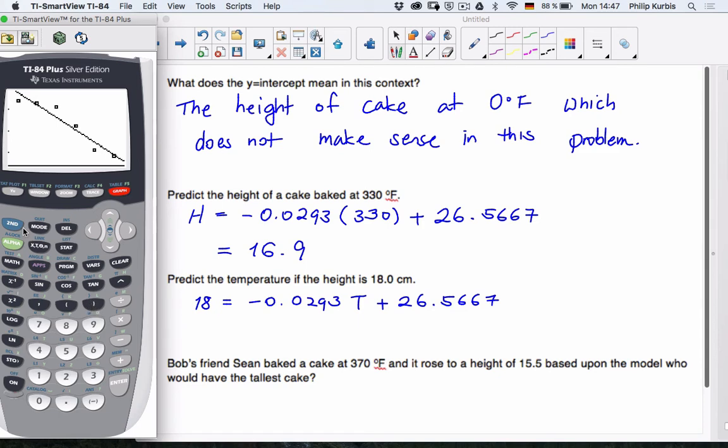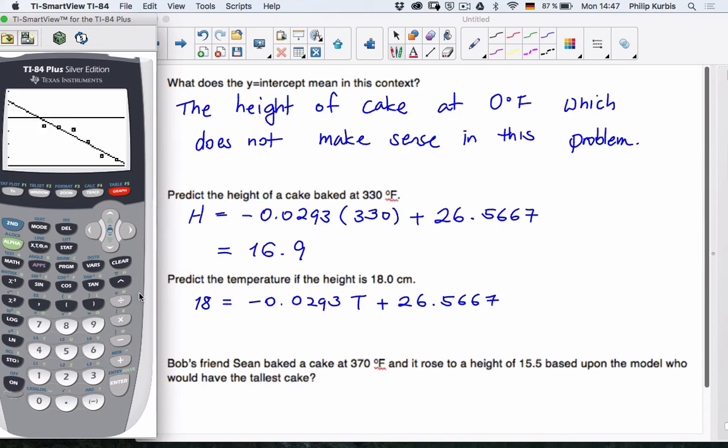Let's go to window, and we need to change our y max maybe to 19 or something around there. Yeah, do we see it? If you didn't see it, you might also need to adjust your x values as well. Let's go 250 maybe? 250 sounds good.